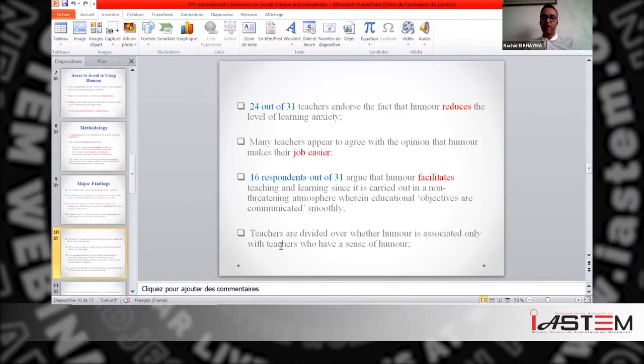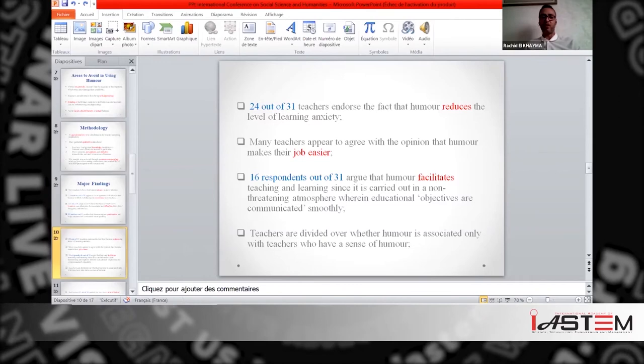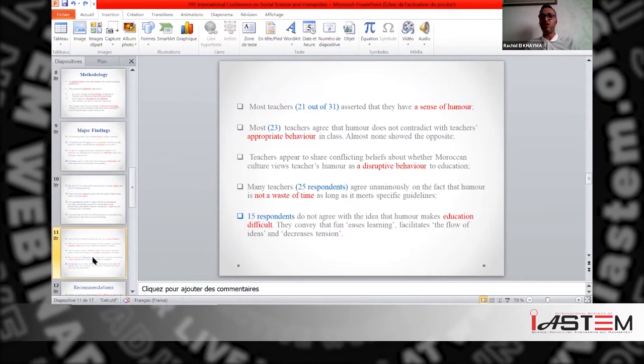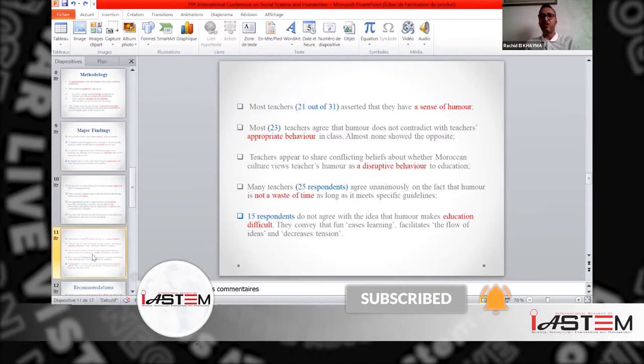However, teachers are divided. Teachers do not agree whether humor is associated only with those who have a sense of humor. There are some people who believe that not any teacher can be humorous, not any teacher can use humor. The fact is that any teacher can use humor because humor is not only about telling jokes. Humor can be nonverbal, like using some facial expressions.